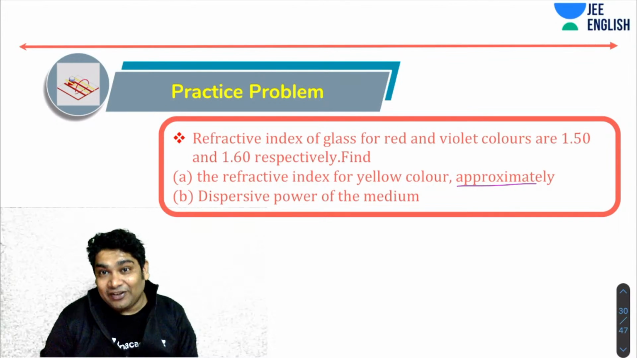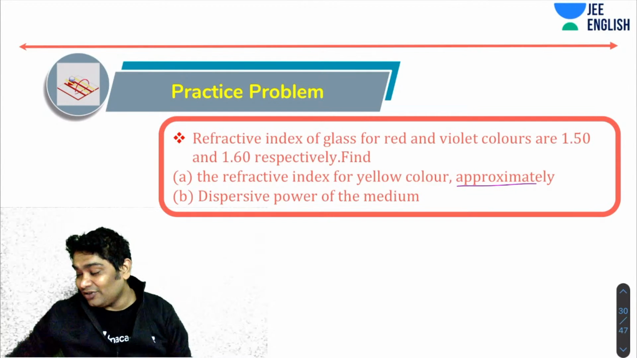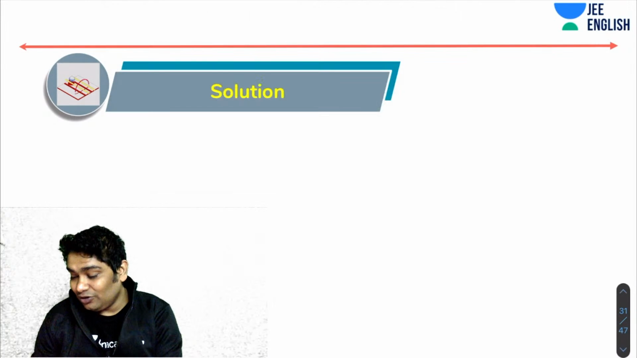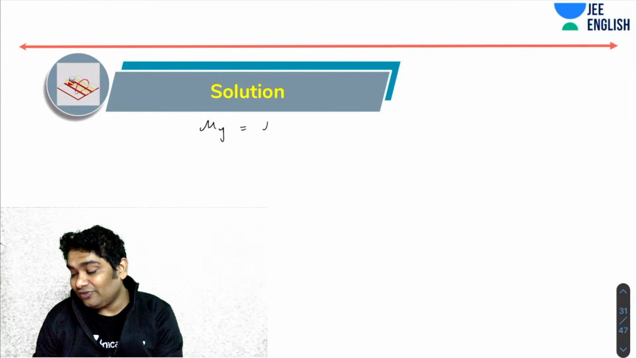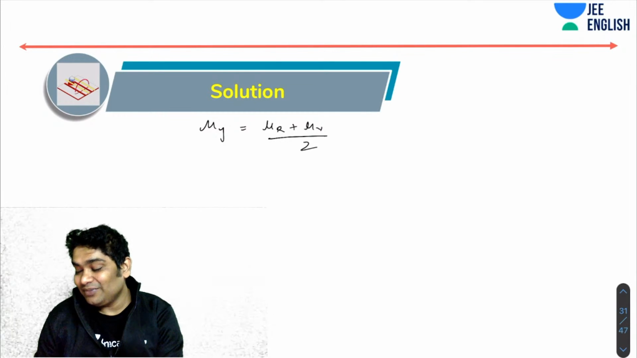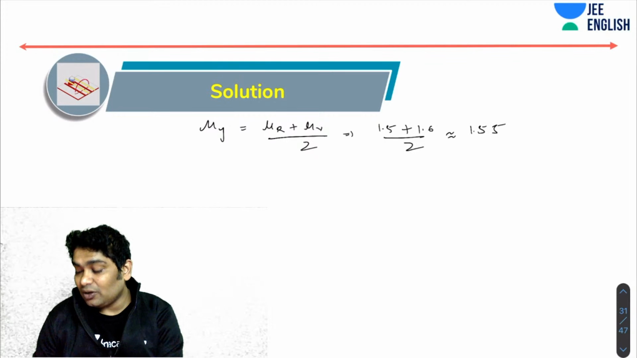Okay, so 1.55. Yes, that is the correct answer. Of course, we just discussed that mu of yellow is equal to (mu of red plus mu of violet) by 2. That's it. 1.5 plus 1.6 by 2, so that is approximately 1.55.